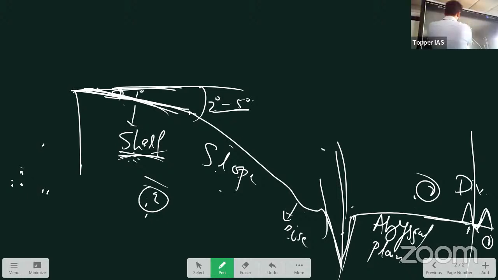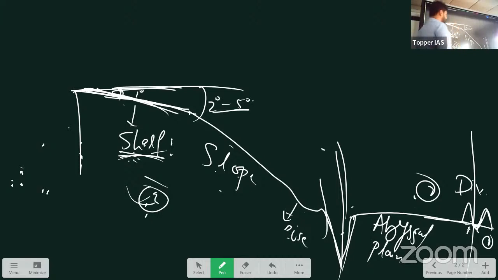The width of the shelf also varies. Sometimes it can be as long as 1,500 kilometers in the Arctic Ocean, like Russia, for example. Remember this fact: the Arctic coast of Russia has the longest continental shelf in the world. Whereas the shortest ones you would see in the South American coast. South American coast has the shortest shelves. At times it is absent completely. The shelf is absent in a few places, and wherever it is present, its width is very little.